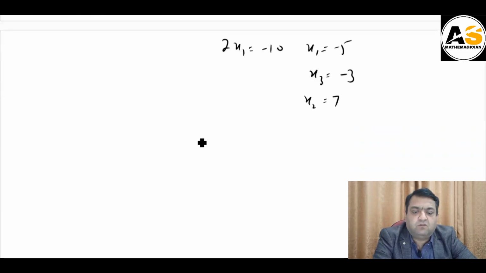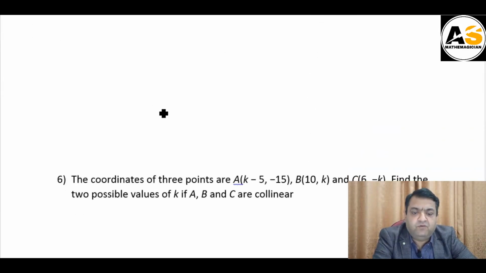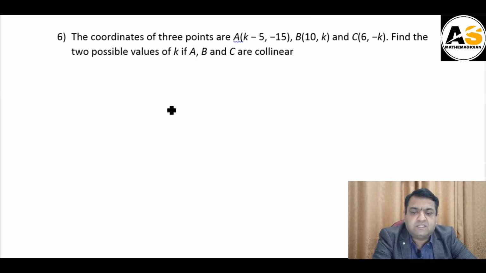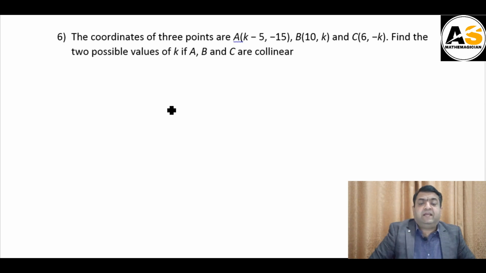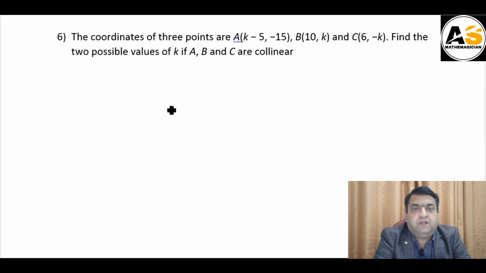I think you can solve it by yourself. Now I am moving to the next question, question number 6. We are given 3 points. The coordinates of 3 points are A, B and C. We have to find two possible values of k if A, B, C are collinear. Collinearity. Recall lesson number 1 of coordinate geometry in which we learned about collinearity.